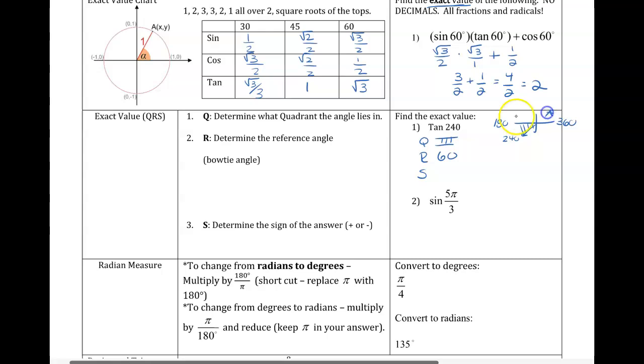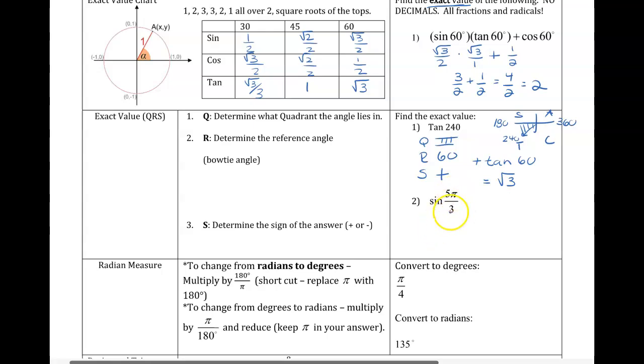And the sign, if we go back to our ASTC, that tells us in the third quadrant, the only thing that's positive is tangent. So we're looking at a positive value here. Putting those three pieces together, we get positive tan of 60. And then just going back to my table, positive tangent of 60 is just positive radical 3 or just radical 3.